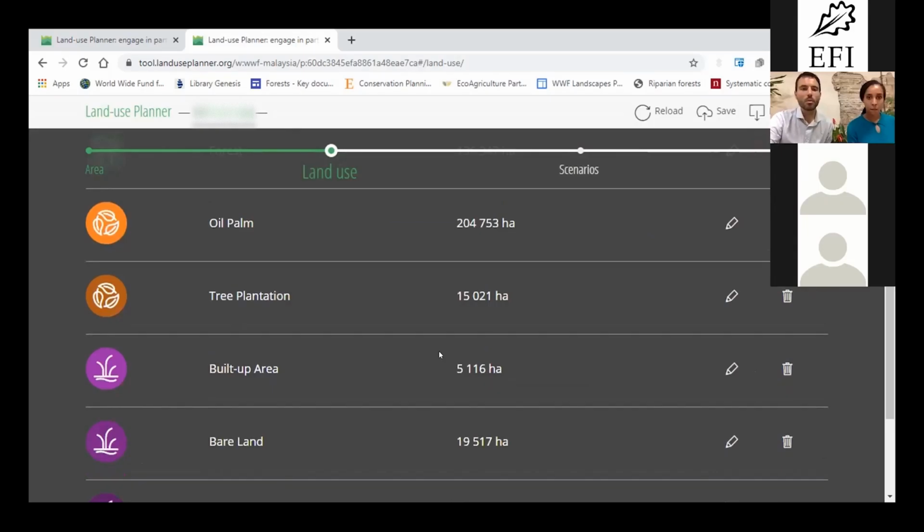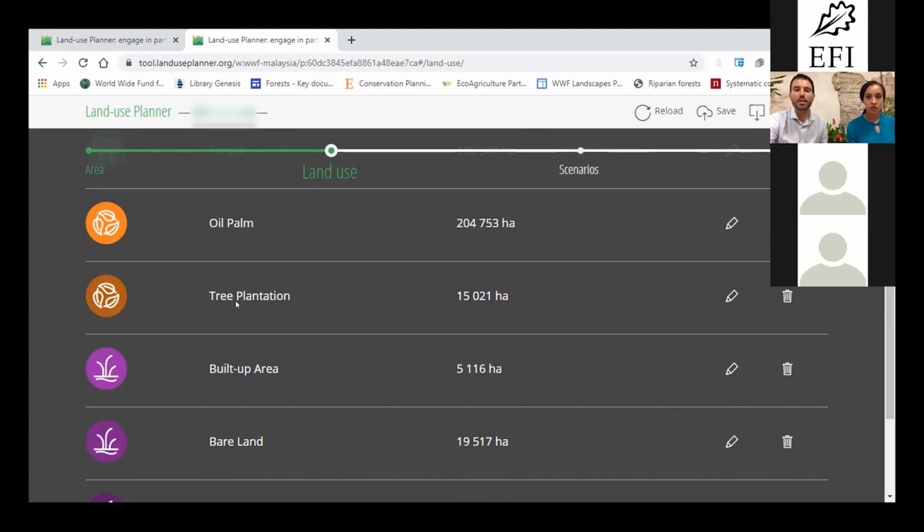And then what is this tree plantation? Is it eucalyptus? It's an industrial tree plantation like acacia, albizia, gmelina, which is for pulp and paper.